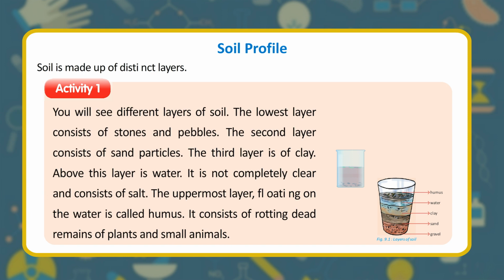You will see different layers of soil. The lowest layer consists of stones and pebbles. The second layer consists of sand particles. The third layer is of clay. Above this layer is water. It is not completely clear and consists of salt. The uppermost layer, floating on the water, is called humus. It consists of rotting dead remains of plants and small animals.